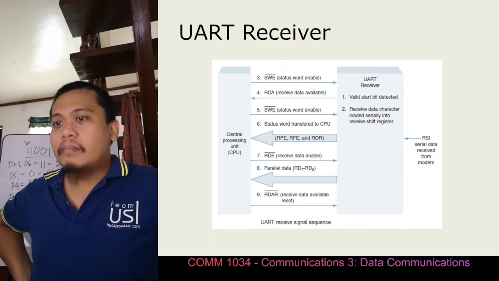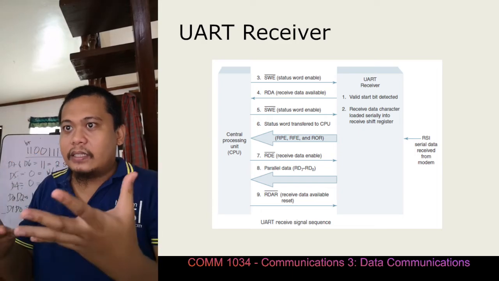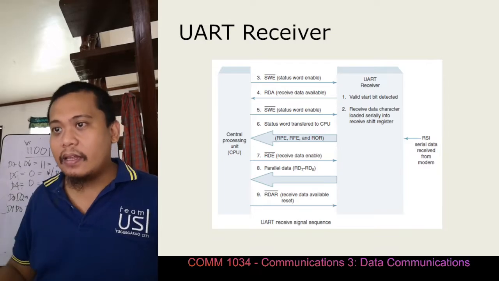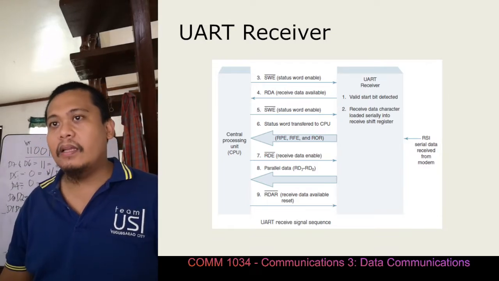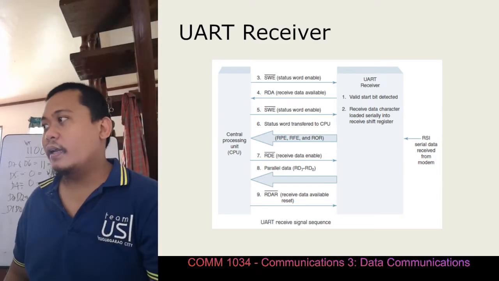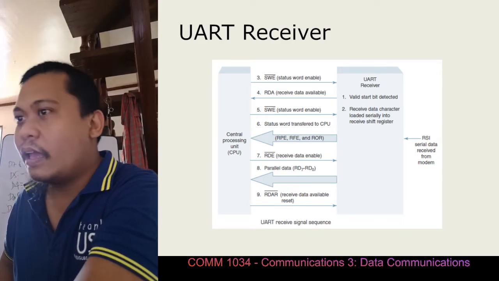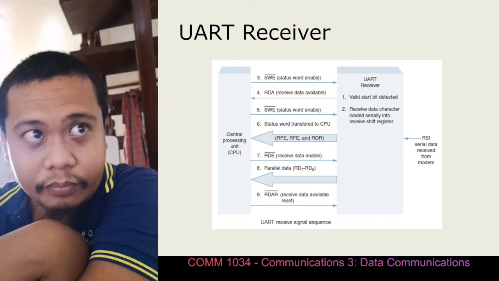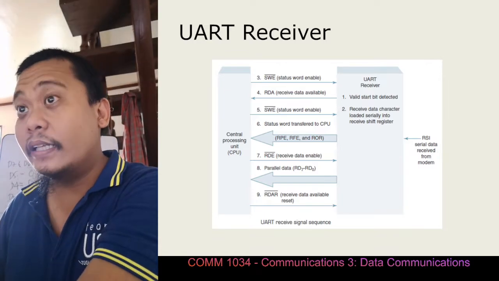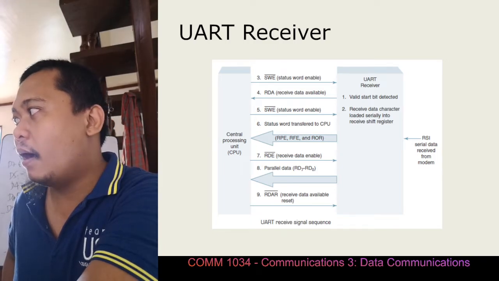Ano number 8? Malamang, since sinabi ng CPU natin na pwede na siyang mag-receive, ang gagawin ng UART, ipapasa niya na yung data. Okay, parallel data. Then, number 9, sabihin ng Central Processing Unit natin na receive data available reset. Okay, means na tawag dito, kailangan mo nang i-reset yung register mo. Anong UART. Okay? Para makapag-receive siya ng bago.